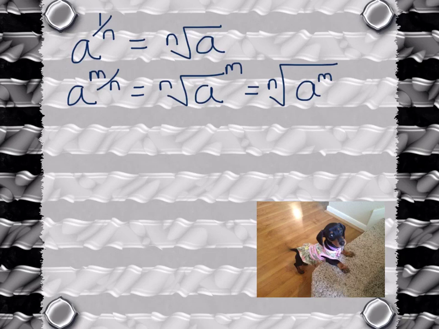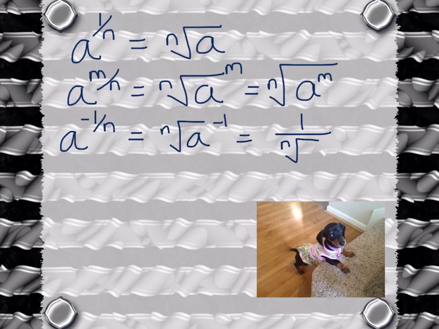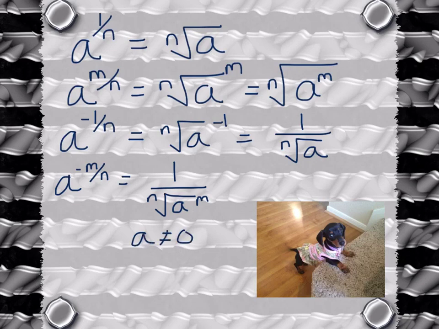Alright, let's think about if I had a to the negative 1 over nth power. All that means is the 1 over n gives you the nth root of a. The negative exponent means that we're going to take the reciprocal of that. So we're taking 1 over the nth root of a. So they're two separate things. If I had a to the negative m over n, then the negative gives us the reciprocal, and then we would be doing the nth root of a to the m. Inside or outside, it doesn't matter. And of course, this is only when a is not 0, because we can't divide by 0.